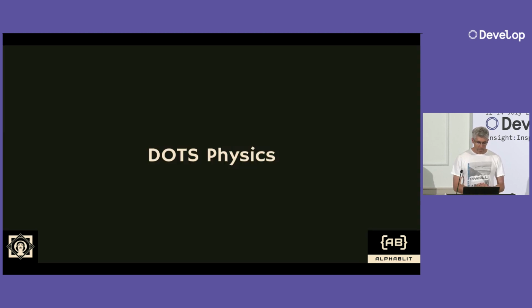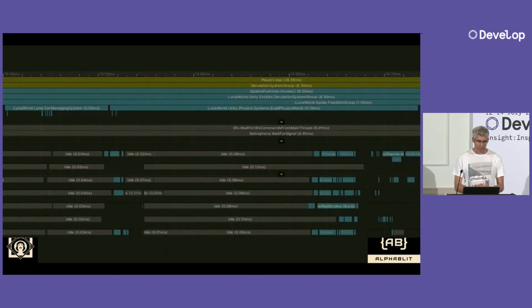And DOTS physics, I thought the easiest way to go through this would be to look at a profile capture. So this has been captured in Unity's profiler on an 8-core machine. At the top, you've got the main thread, and underneath that, you've got the traces for the worker threads. And notice, the physics system is unlike any physics system you will have used before, unlike PhysX or Havok.